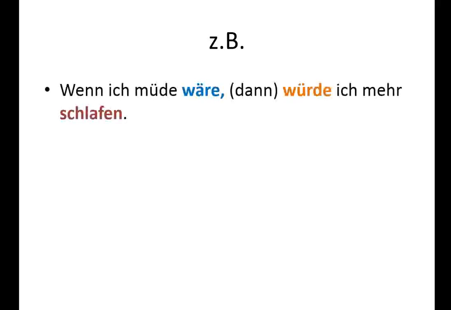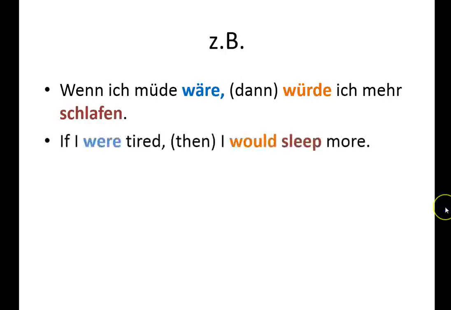So, zum Beispiel, let's take a look at some examples following those three things we need. Wenn ich müde wäre, dann würde ich mehr schlafen. We have a wenn, dann, we have an if, then. We utilize our subjunctive verbs, and we watch our word order. If I were tired, or if I would be tired, then I would sleep more.